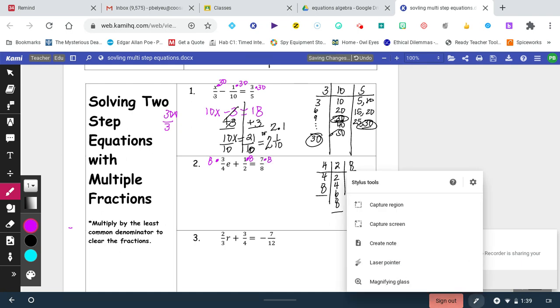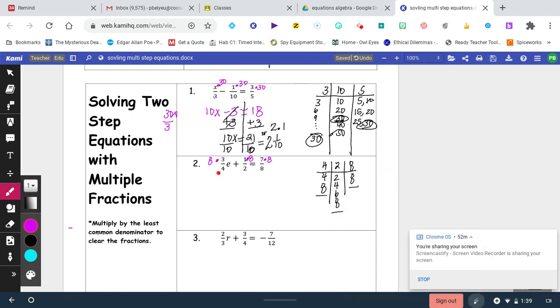All right, so I'm going to look at this as 24 divided by 4, which is 6. So that gives me 6e. And then I'm going to look at this as 1 times 8, which is 8.